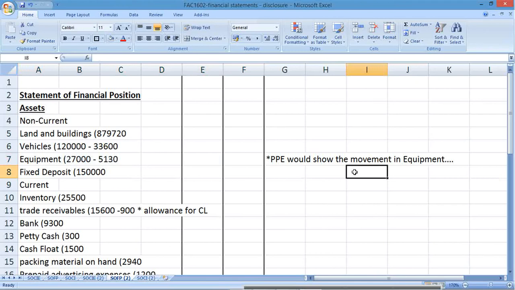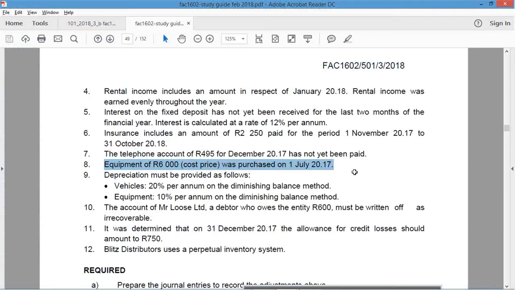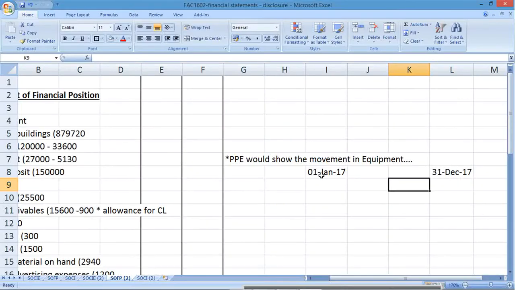Yes. So what is the start of the year? The 1st of Jan. End of the year? 31st. Okay, what happened during the year? You bought equipment on the 1st of July. Good. So that's mid-year.